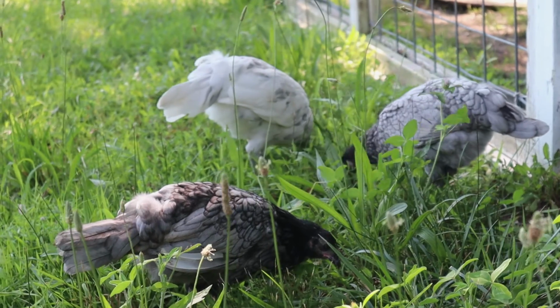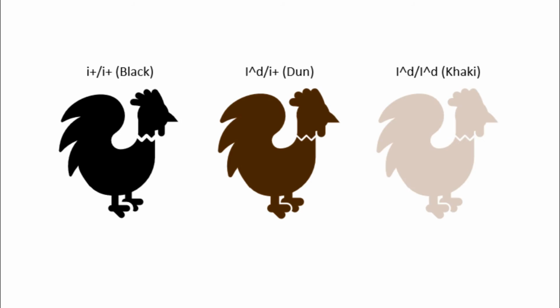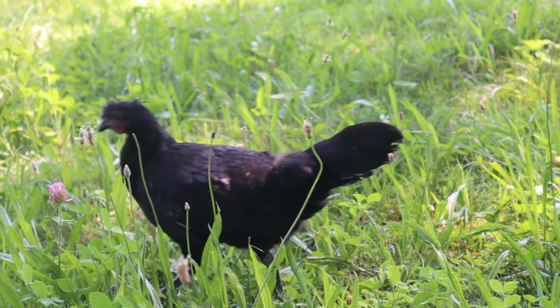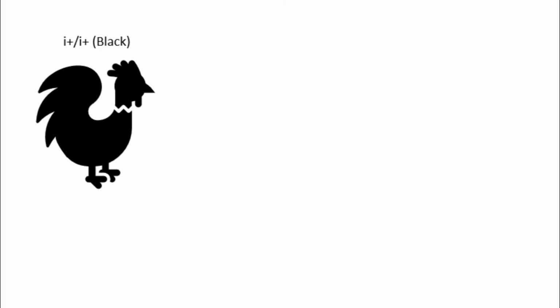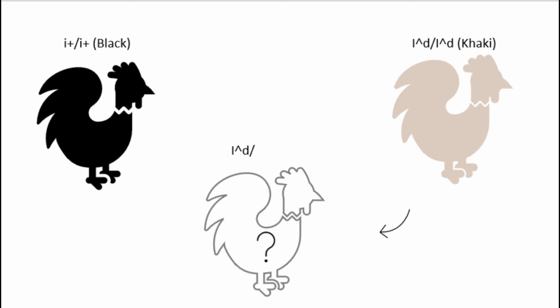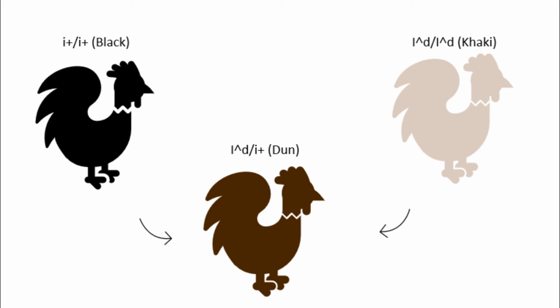Another example of incomplete dominance in chickens would be black, dun, and khaki. The dun gene works just like the blue gene, in that it dilutes all the black feathers on a bird. 2 copies of black makes black, of course, and 2 copies of the dun gene make khaki. Since this gene is incomplete dominant, 1 copy of the dun gene with 1 copy of the black gene forms an intermediate between the 2 colors, black and khaki, and makes dun.